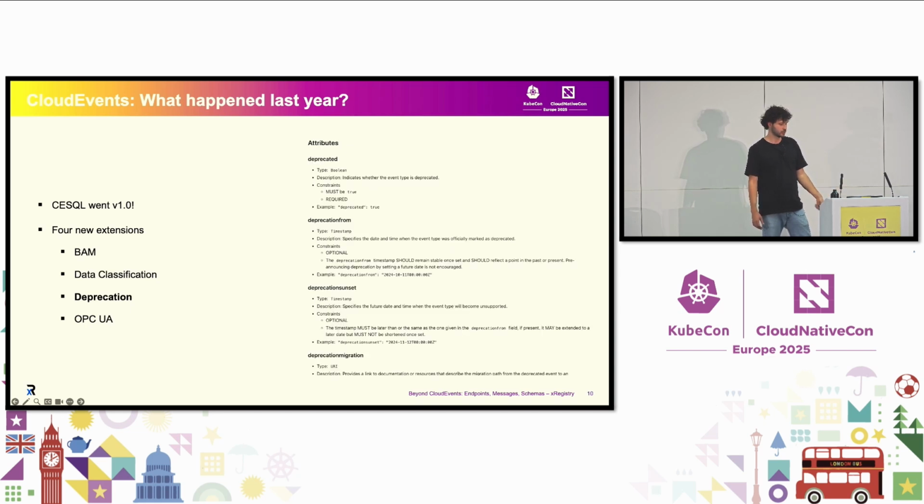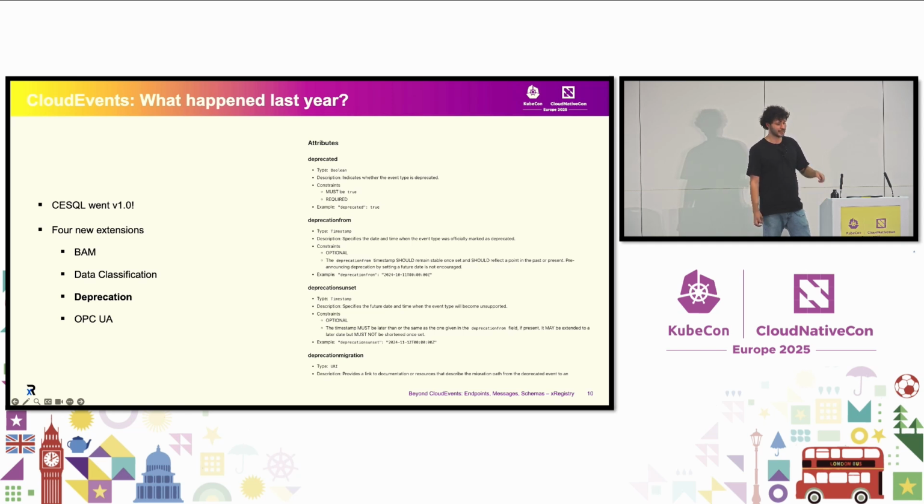And the last one, or not the last one before, but interesting for all continents is deprecation. It answers 4 questions. Is your event type deprecated? Since when is it deprecated? How long will it still be supported? And what can I do to migrate from this event type to the one that comes after that? And now the last one, OPC UA, unknown to a few as well, I guess.